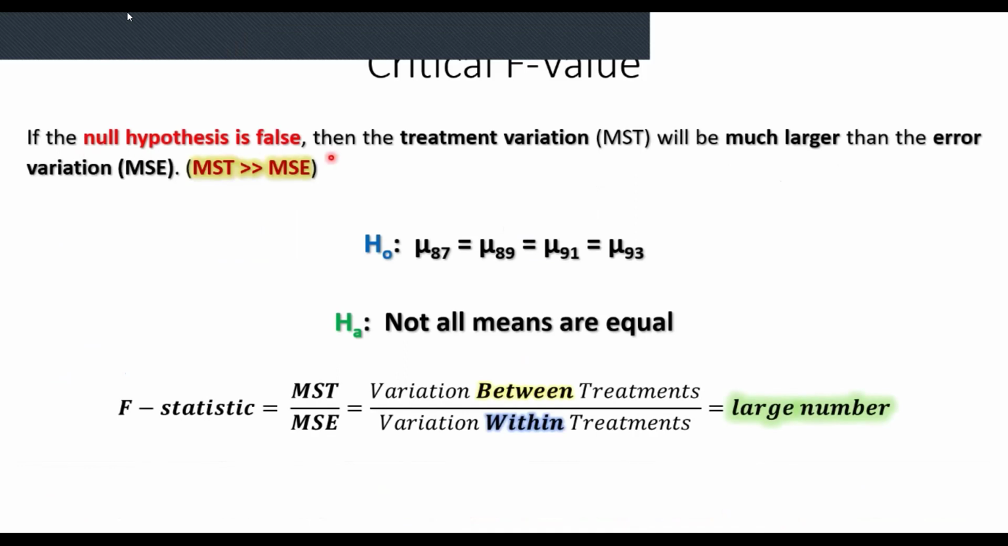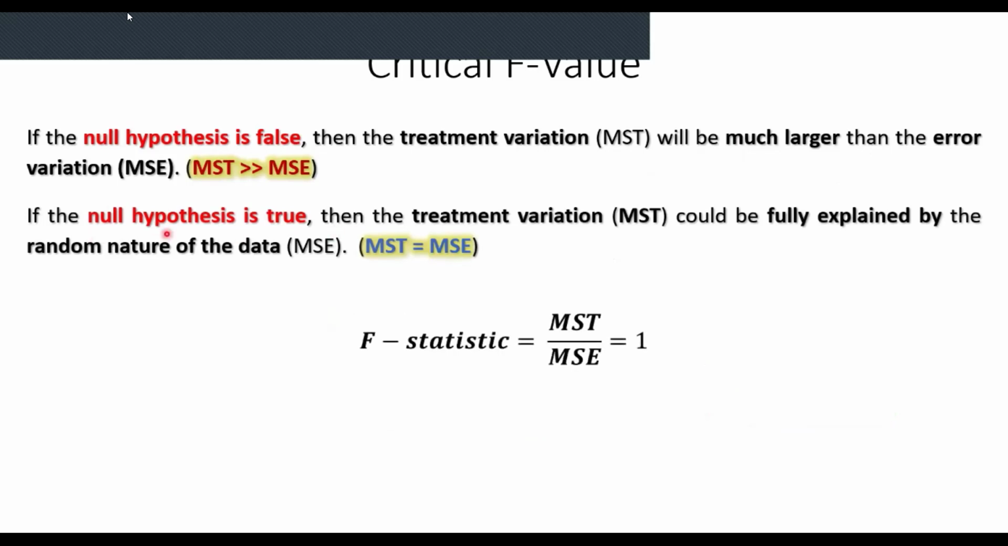Before I show you the critical F value, I want to remind you of something. When the null hypothesis is false, the mean square of the treatment will be much larger than the mean square of the error. What that means for your F statistic is that it will be a large number. When the variation between treatment groups is much greater than the variation within a treatment group, that ratio is going to give you a really large number. And that's true in our situation. When the null hypothesis is true, the mean square of the treatment can be fully explained by the random nature of the data. Essentially, this F value will be equal to 1.